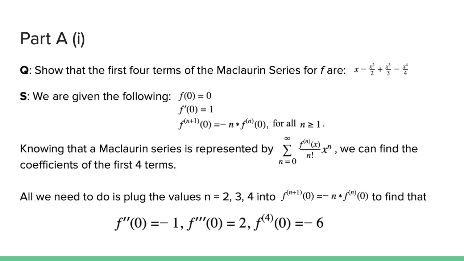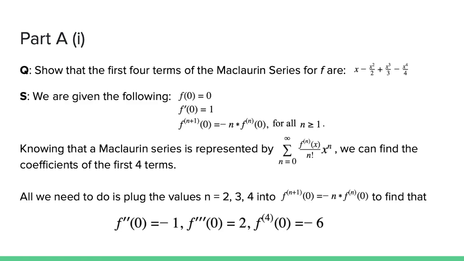We broke part A into two parts. We first show the first four terms of the Maclaurin series, then we find the general term. Given the following information and the fact that the Maclaurin series is represented by the sum from n equals 0 to infinity of the nth derivative of f at 0 over n factorial times x to the n, we can find the coefficients of the first four terms of the series.